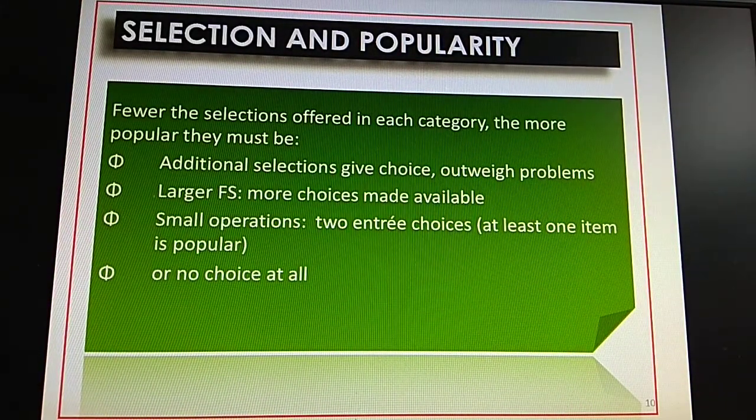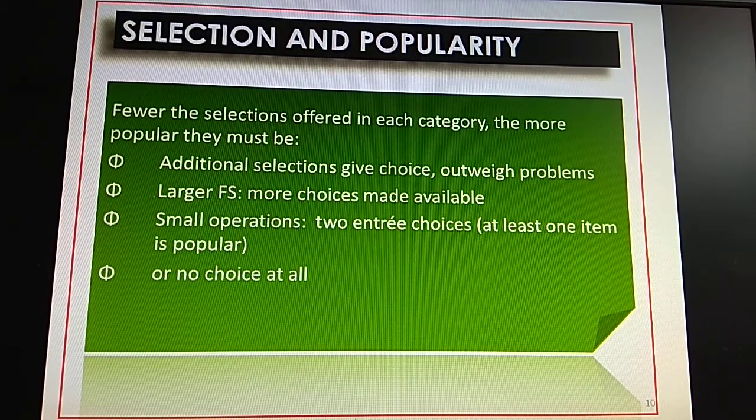Selection and popularity. The fewer the selections offered in each category, the more popular they must be. Because if we are not offering many selections, we must ensure that the items we are offering are popular, or in other words, likable by our guests. Additional selections give choice and outweigh problems, but if the customers still are not liking it, it will only increase our food cost.